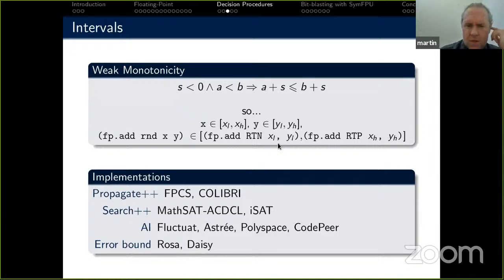Intervals. So this is the idea, if you've got positive S and you add it on, then A plus S is less than or equal to. So what this means is that if you've got intervals, you can add intervals, you can do interval arithmetic. And this is a really fun technique. And there are a number of different takes on this.